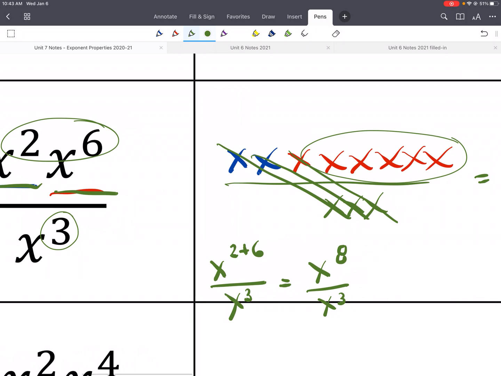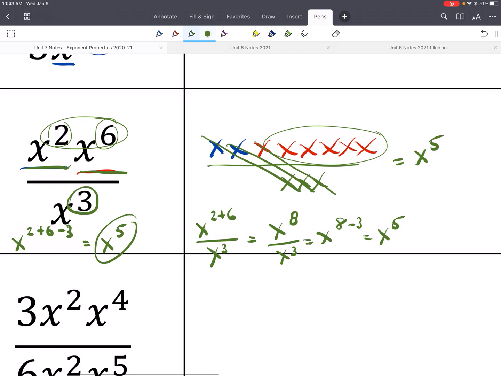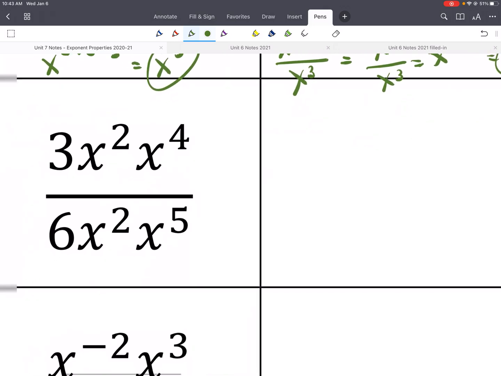And then we could subtract them. So that would be x to the 8th minus 3, or x to the 5th. One way you really could do this is you could just say, well, since these are on the top and they're being multiplied, we'd do x to the 2 plus 6. And then since this is on the bottom, we would subtract 3. And then you'd get x to the 5th. Same thing. Okay? Really just depends on what you prefer, and just stick with it.